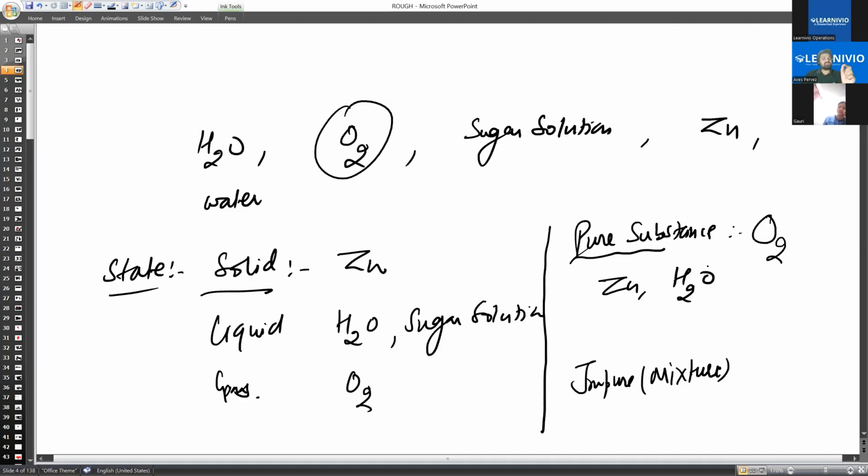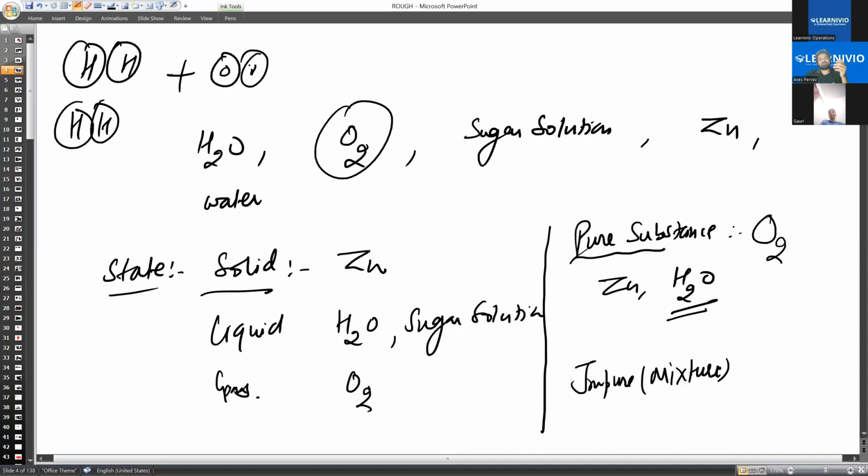The reason is that oxygen and hydrogen in water are chemically bonded. When hydrogen atoms react with oxygen atoms, initially the bonds between them are broken, and the new bonds of water are formed.